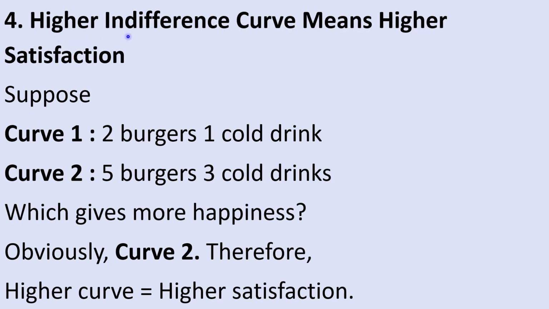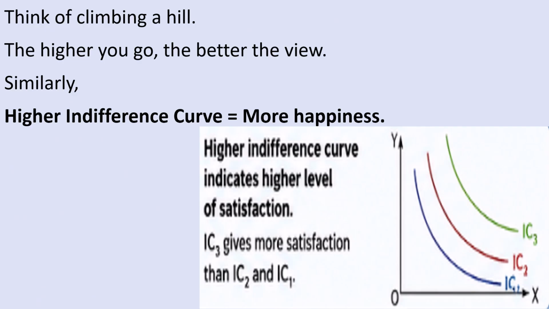Number 4. A higher indifference curve means higher satisfaction. Suppose curve 1: 2 burgers, 1 cold drink. Curve 2: 5 burgers, 3 cold drinks. Which gives more happiness? Obviously, curve 2. Therefore, a higher curve means higher satisfaction. Think of climbing a hill. The higher you go, the better the view. Similarly, a higher indifference curve means more happiness.